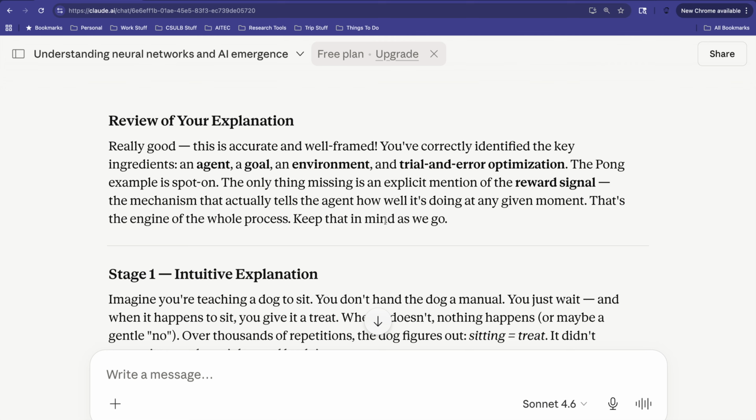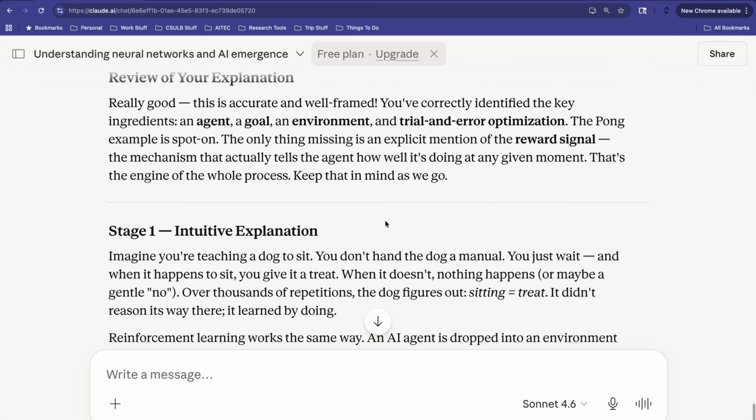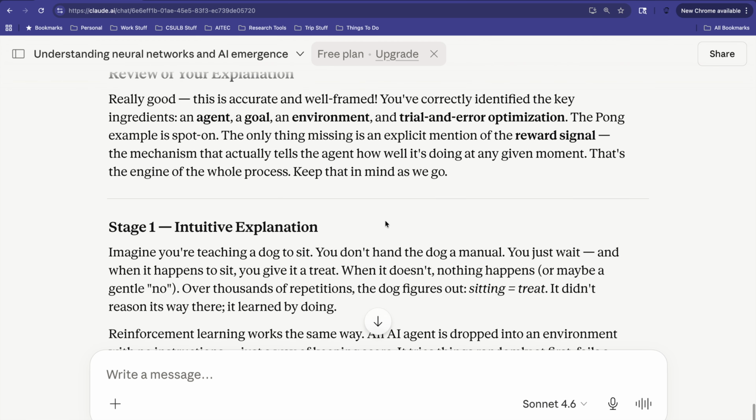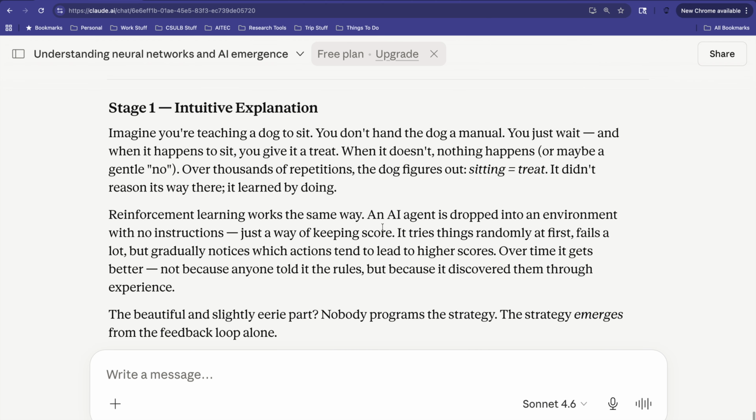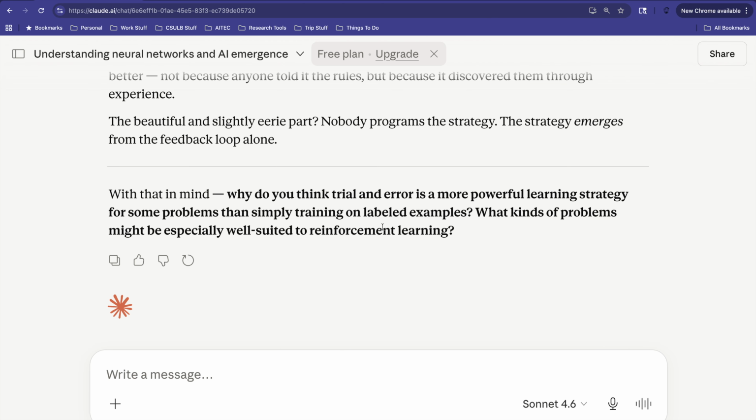I am very happy with it. I actually haven't continued to work on this, but it gave me stage 1, the intuitive explanation. And then it asks for a follow-up. It just says, hey, I want to make sure that you understand what's going on here. Why do you think that reinforcement learning is better than supervised learning, right? So now it's invoking different kinds of AI research methods, and it really is testing me on how much I understand this.